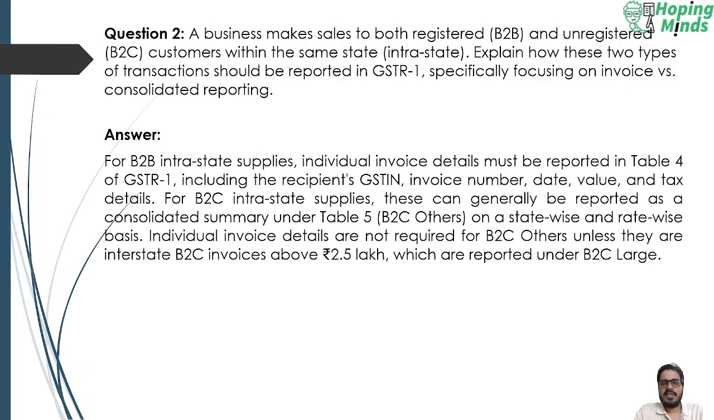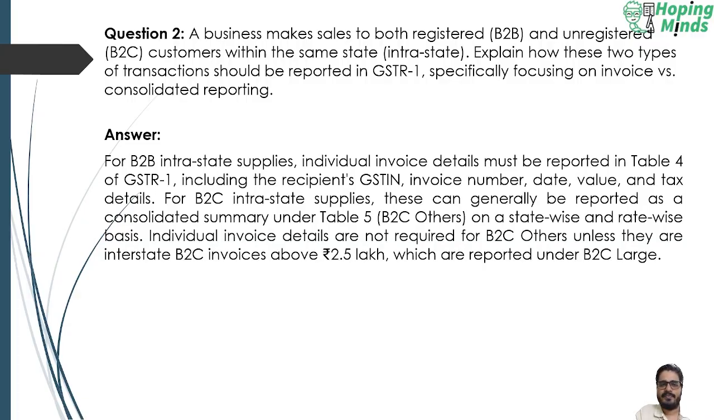For B2B intrastate supplies, individual invoice details must be reported in table 4 of GSTR1. In table 4, details like recipient's GSTIN number, invoice number, invoice date, total invoice value, taxable value, and the tax rate details are to be filled up. Also, once the taxable value is filled up in the respective tax rate tables, the tax amount is auto calculated by the system.